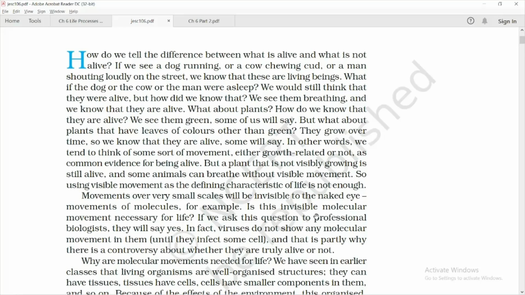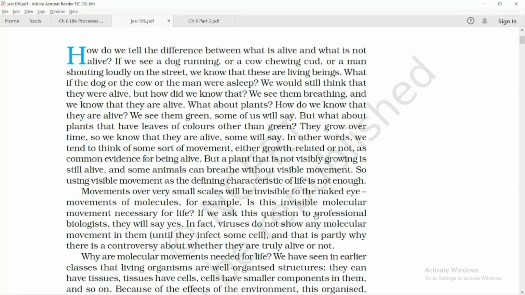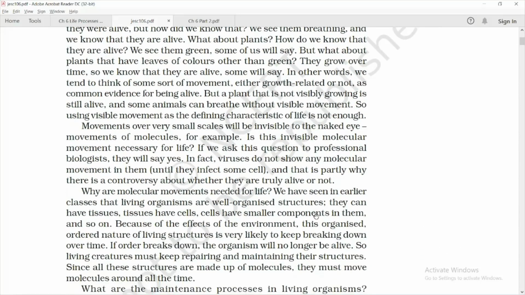If the structure of an organism breaks down, it will not be able to live. So, some repair processes have to be continued so that the organism stays alive. And this is why we call a virus a link between living and non-living.